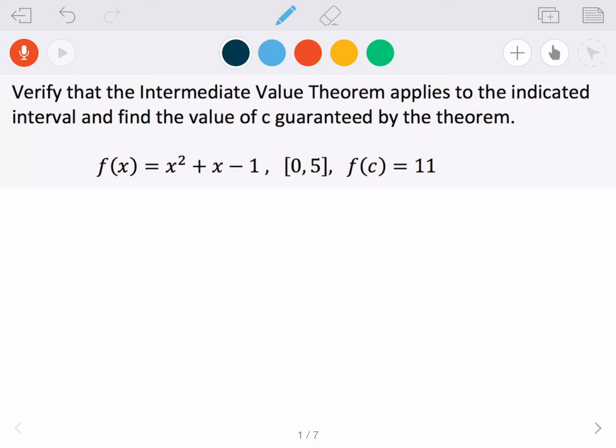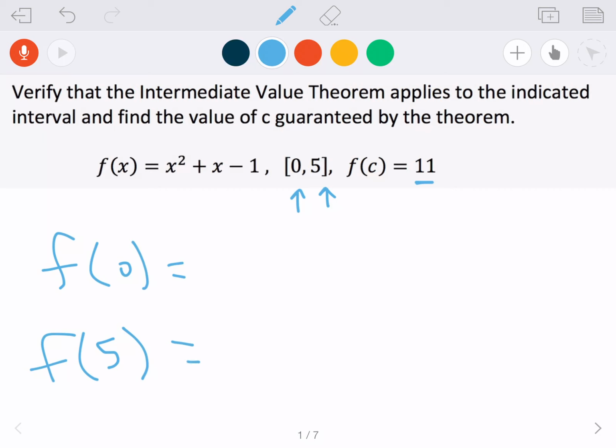For the intermediate value theorem to work, this y value that we're shooting for has to fall between the function when it's evaluated at A and at B. So we need to find f of A, we need to find f of B, and we need to verify that 11 falls between those two numbers. All right, so let's do it.